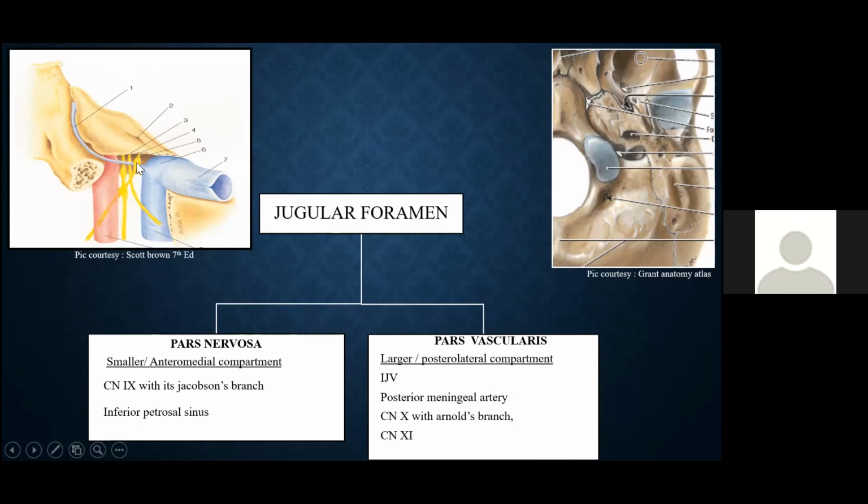If we see here, we can see this is a part of the pars vascularis, and this is a part of the pars nervosa, the smaller anterior medial part, which is mainly formed by the ninth nerve, the glossopharyngeal nerve with its Jacobson branch, and the inferior petrosal sinus, which you can see going like this. And the pars vascularis, the larger posterior compartment, is formed by the vagus, the accessory spinal nerve, and the IJV, along with the posterior meningeal artery also.